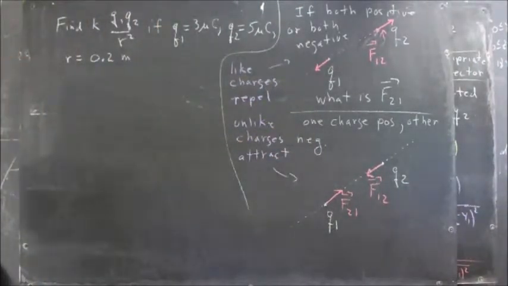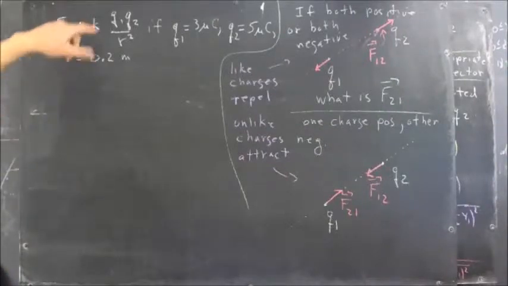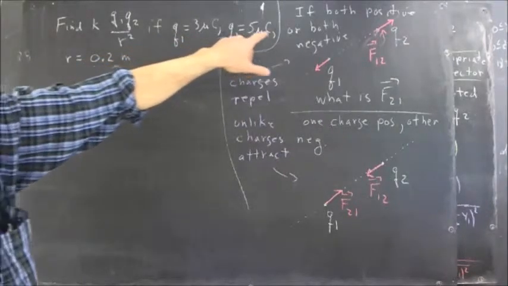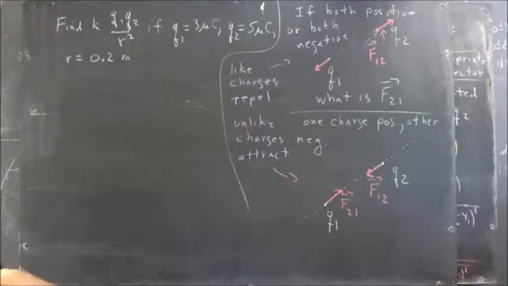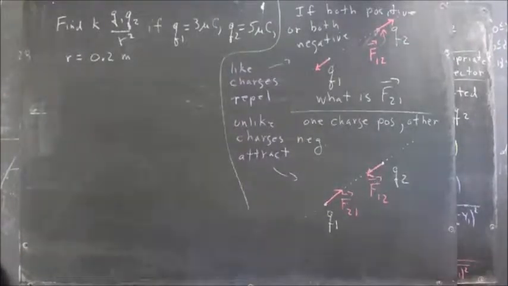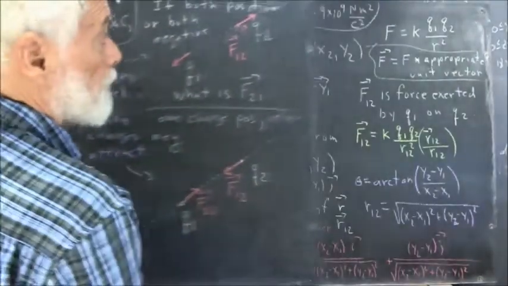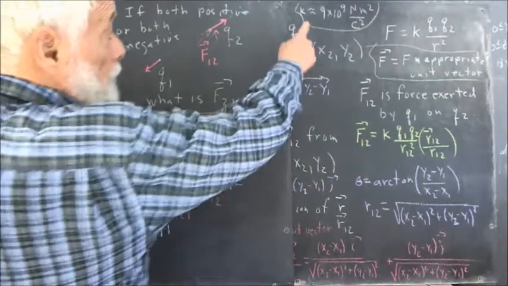Now, what I want you to do is calculate K Q1 Q2 over R squared if Q1 is 3 microcoulombs and Q2 is 5 microcoulombs, and R is, I said, 0.2 meters. So go ahead and do that calculation. So you don't have to go back hunting for it, let me just reveal the value of K again. Here's your value of K.